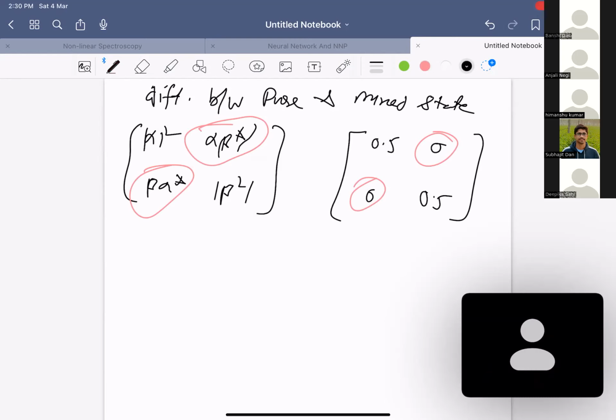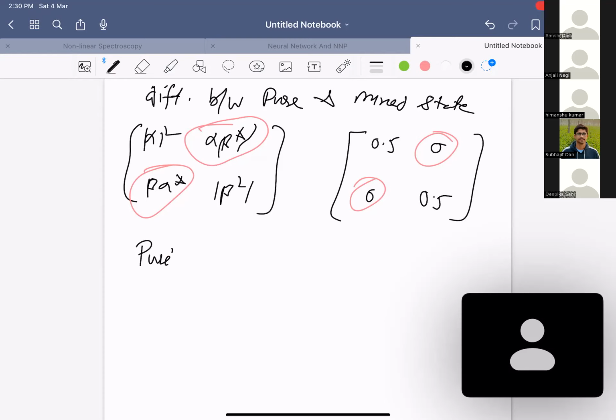So the bigger the off diagonal elements, the purer is the state. So this is the thumb rule, but mathematically this purity can be... Ravi, yeah. Just for clarification, so for a mixed state, you are saying that off diagonal element is 0. Yeah, off diagonal element is 0.